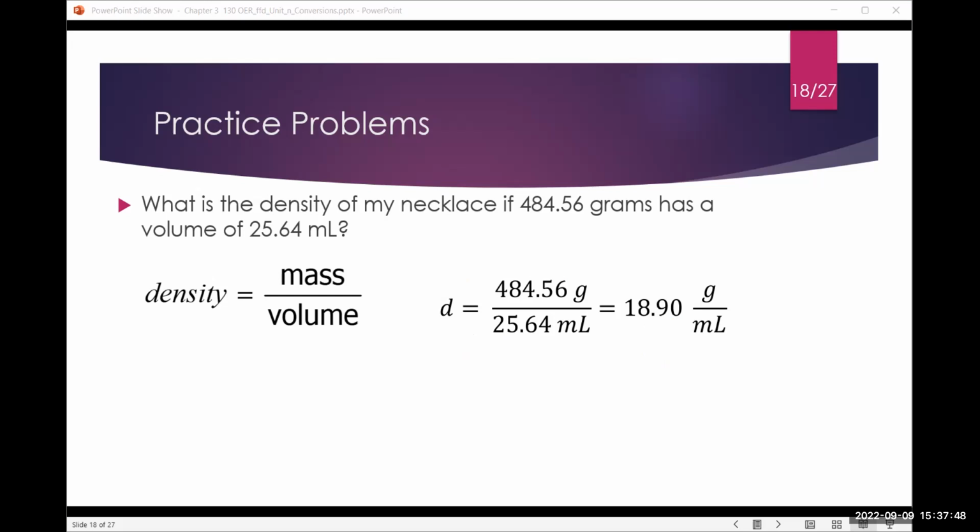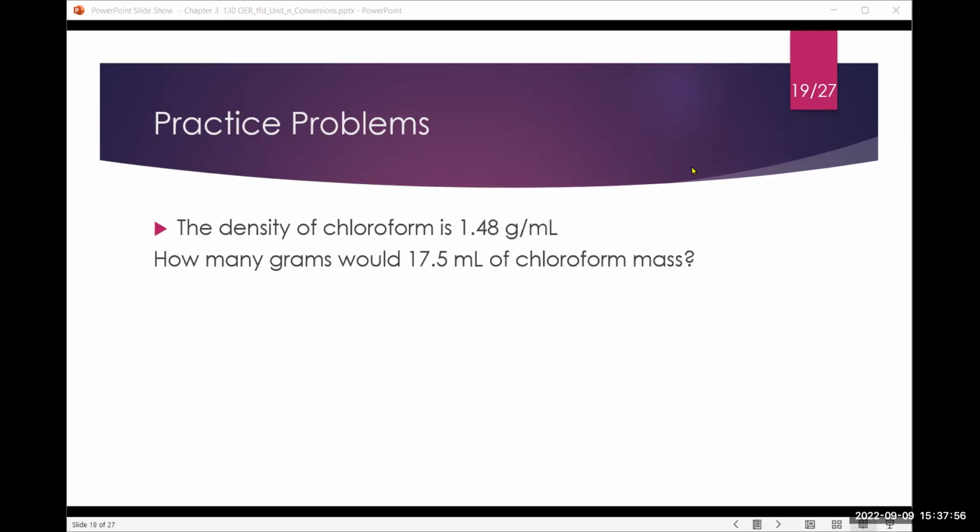So here, that necklace has a density of 18.90 grams per milliliter. Grams per milliliter. All right, let's do some calculations using chloroform as an example.